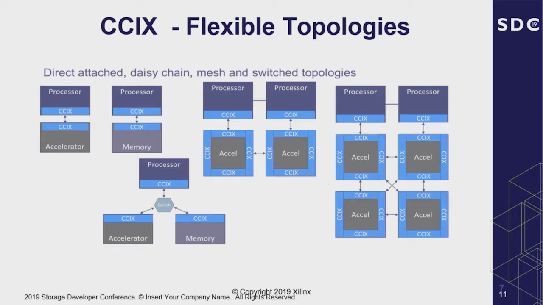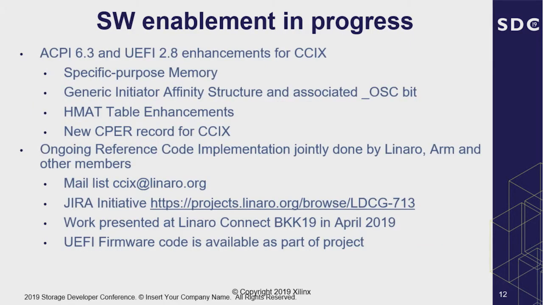Okay. CCIX enables flexible topology. This is one additional thing it does beyond PCIe. PCIe is a tree hierarchy. Here you can create a 2D mesh or fully connected mesh, and the routing layer is at a layer above PCIe. Okay. And software enablement work is making good progress.